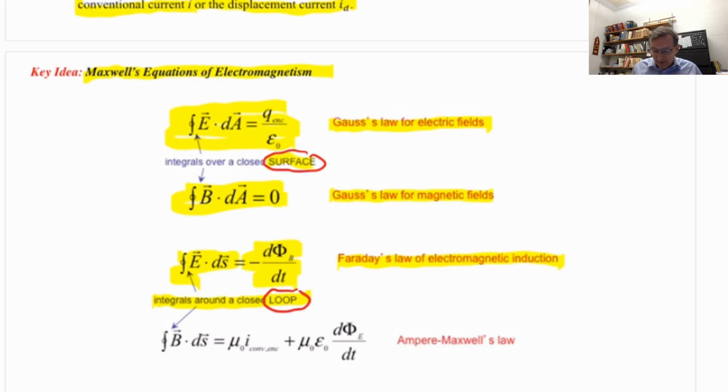And then the Ampere-Maxwell law. The integral of the magnetic field around a closed loop is equal to mu0 times the conventional current encircled by the loop plus mu0 times, this is the displacement current encircled by the loop, okay? Epsilon 0 times the time rate of change of the electric flux through the loop. We will be talking about this in class.